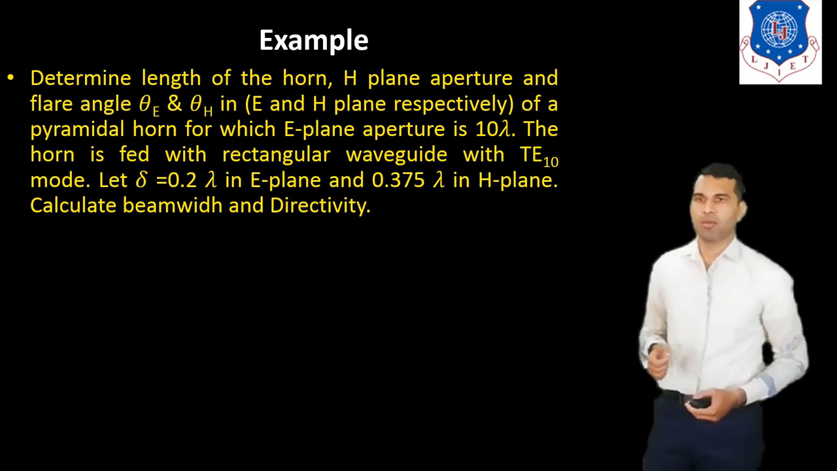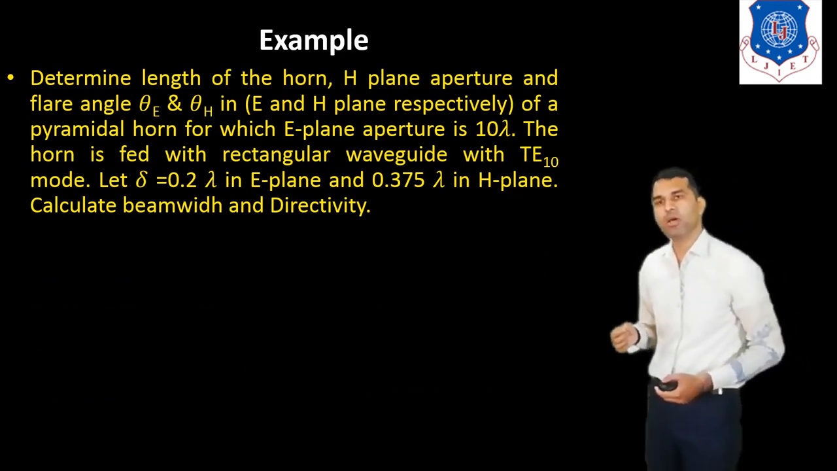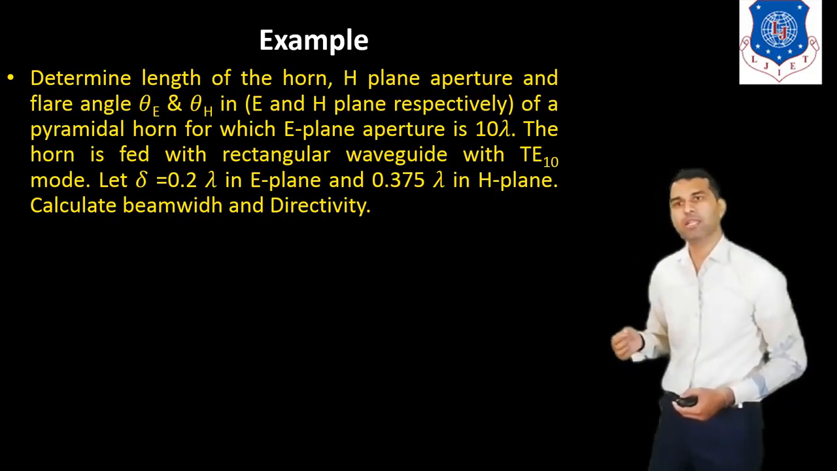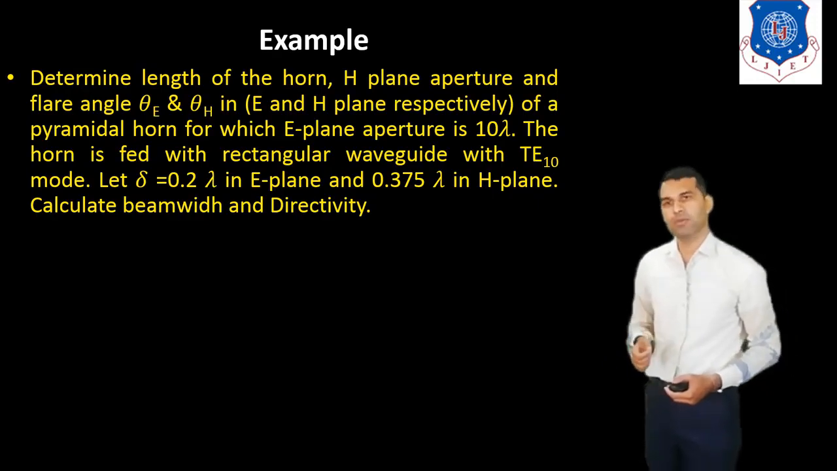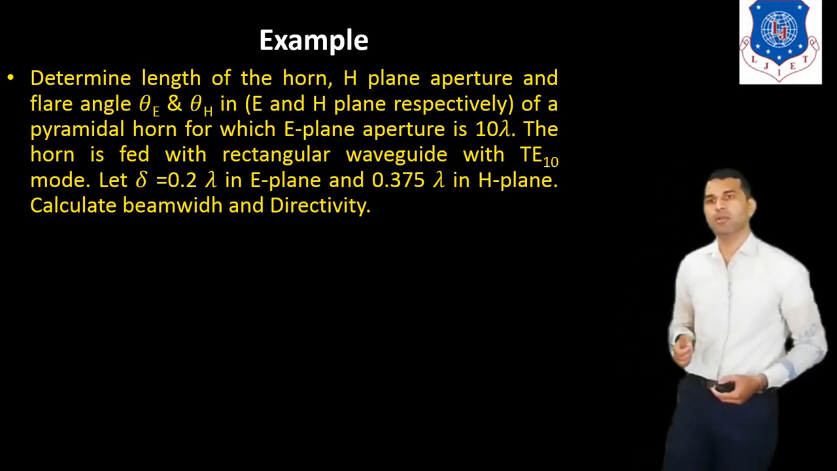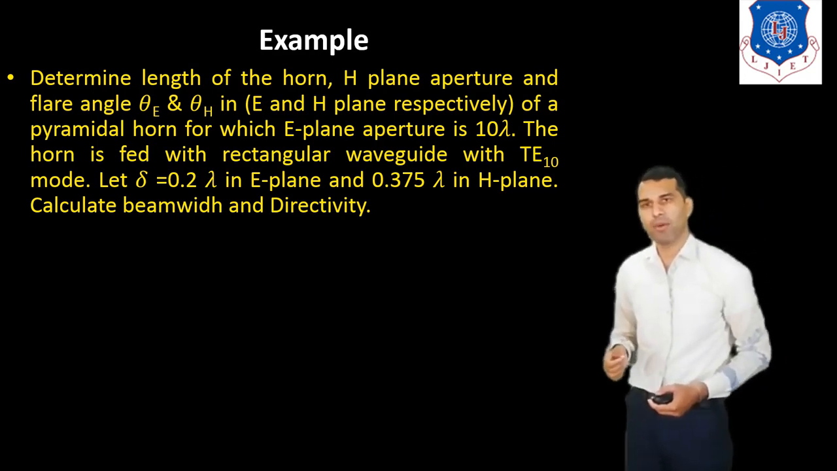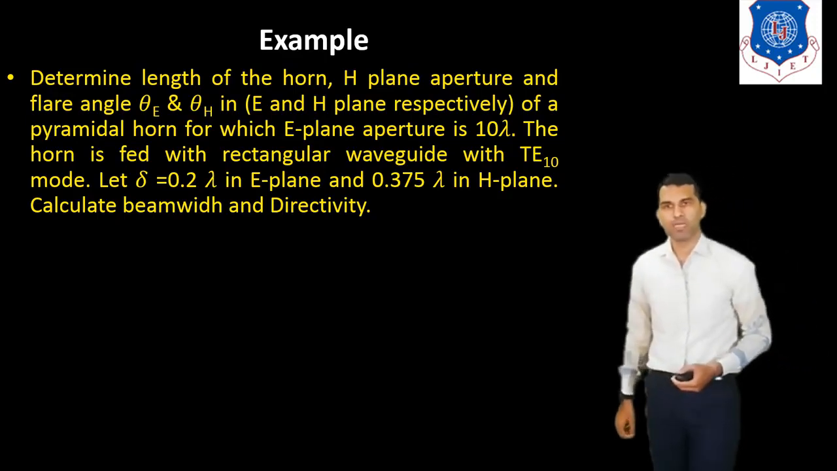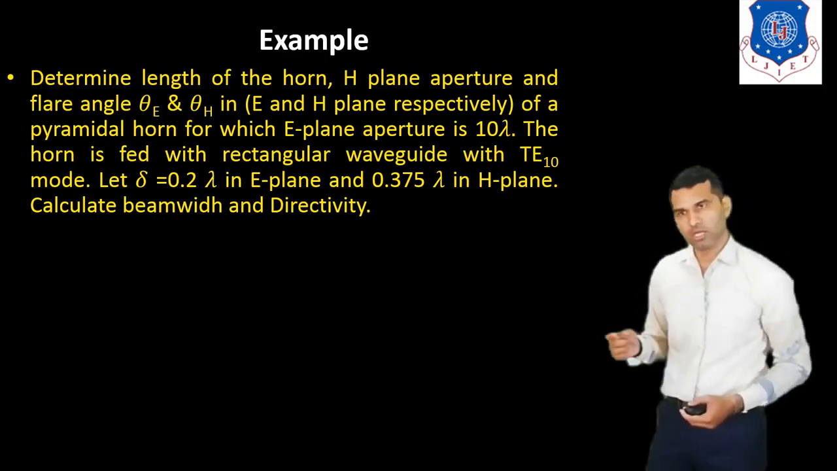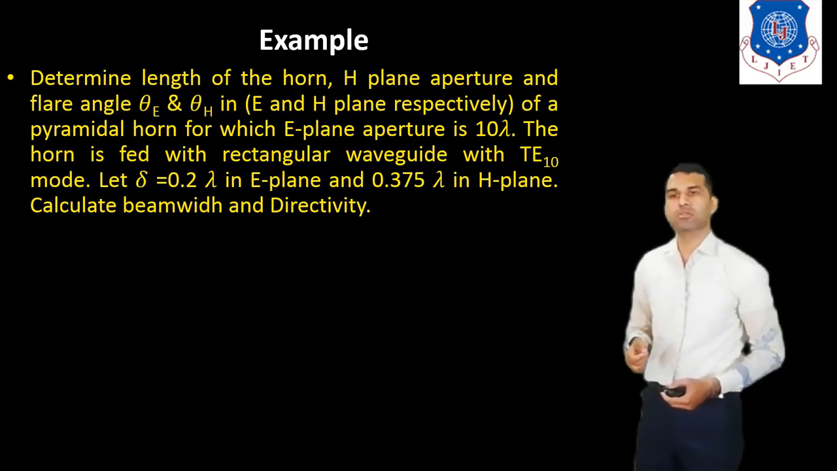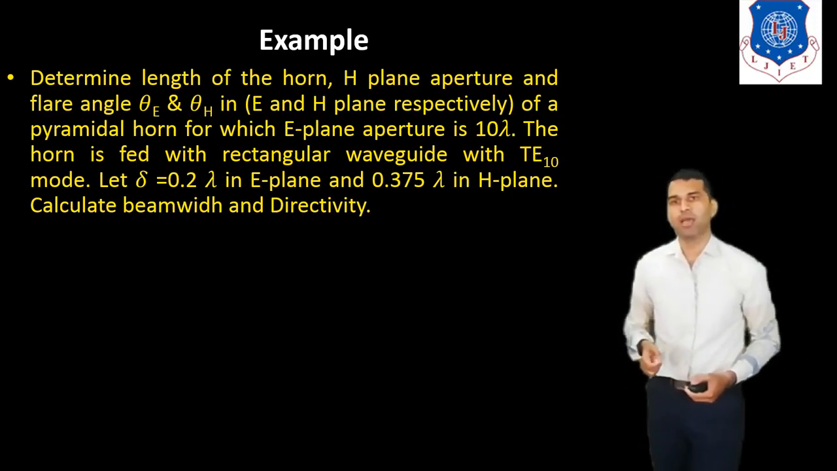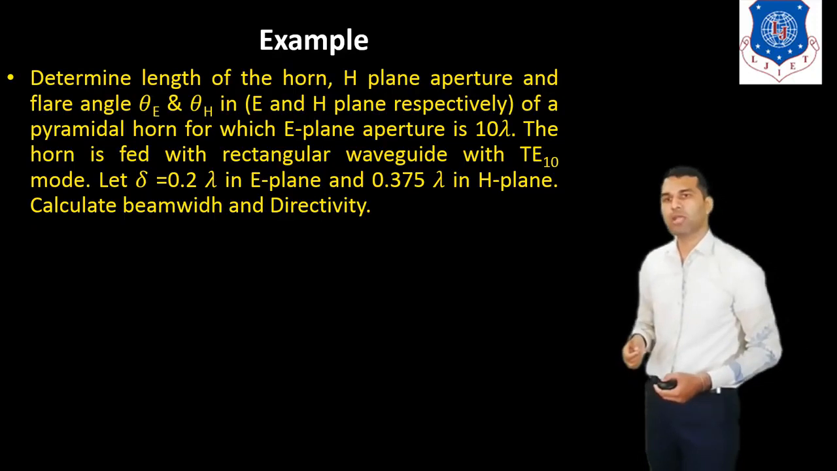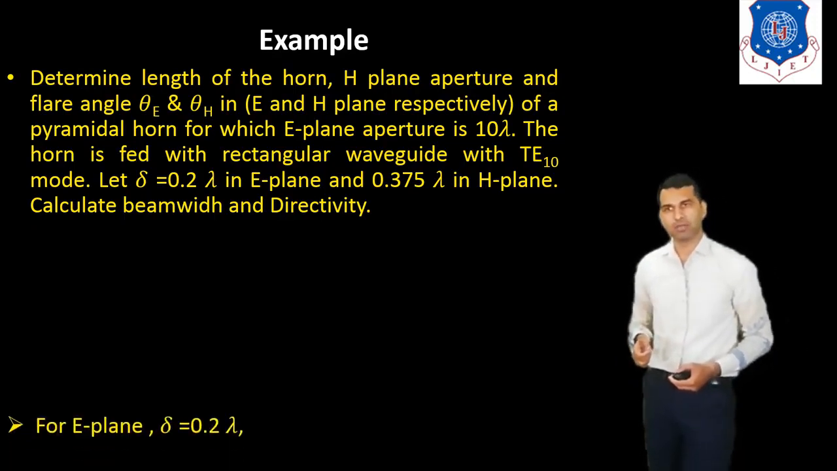Now we calculate one example. Determine the length of the horn, H-plane aperture and the flare angles theta E and theta H in the E and H-planes respectively of a pyramidal horn for which the E-plane aperture is 10 lambda. The horn is fed with a rectangular waveguide with TE10 mode. So here the mode is given, and delta is equal to 0.2 lambda in the E-plane and 0.375 lambda in the H-plane. And we have to calculate the beamwidth and directivity.